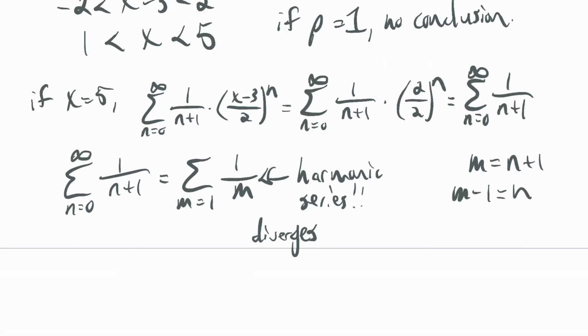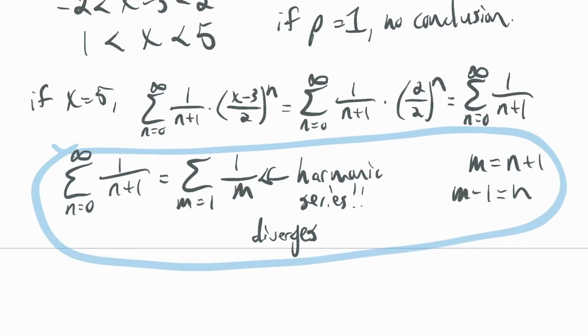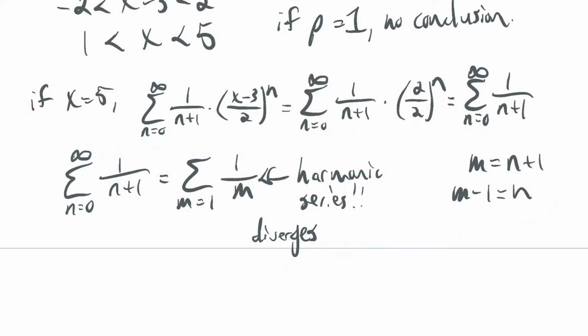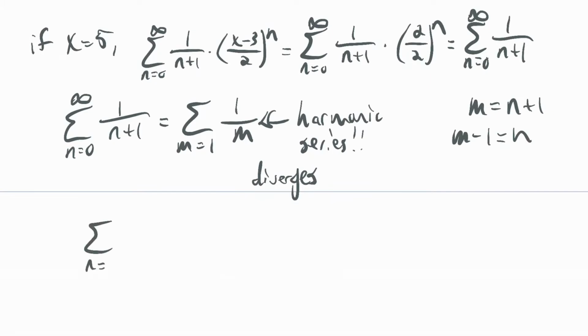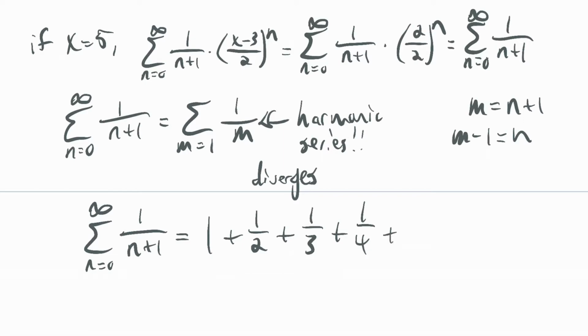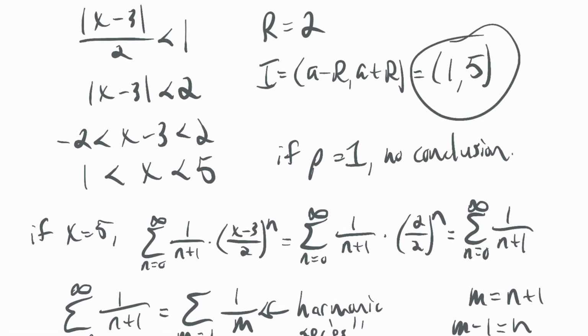I could have tried a limit comparison test or a direct comparison test with the harmonic series, but the problem is I'm starting at 0. With the harmonic series, you start at 1. So a change of variable is the better way to go. If you think about it, the sum as n goes from 0 to infinity of 1 over n plus 1: if n is 0, this would be 1. If n is 1, this is 1/2. If n is 2, this is 1/3, and then 1/4, plus dot, dot, dot. Hey, that's the harmonic series. We don't need a test for that; we've already checked out the harmonic series. So this interval does not include the endpoint.